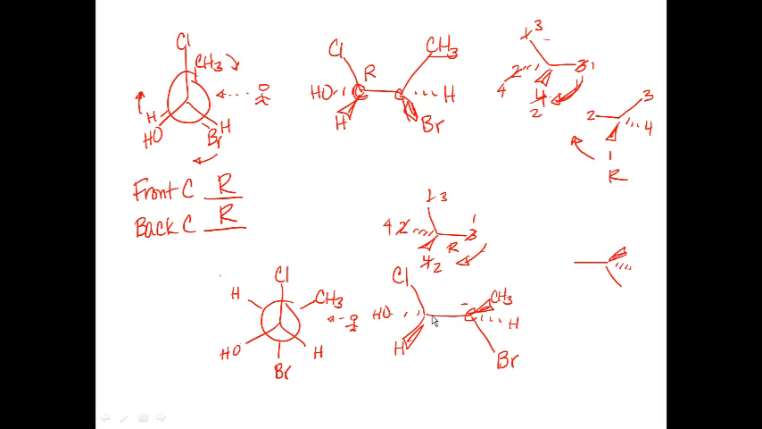Hydrogen, bromine, carbon, carbon. Bromine number 1, hydrogen number 4, CH3 number 3, carbon with more than 3 hydrogens is number 2. Fourth priority group still away from me, still the R configuration. Okay, so that's how we convert the Newman projection into the sawhorse, and then once we have it in the sawhorse, we can split the 2 chiral carbons up and determine the configuration of each one of those.